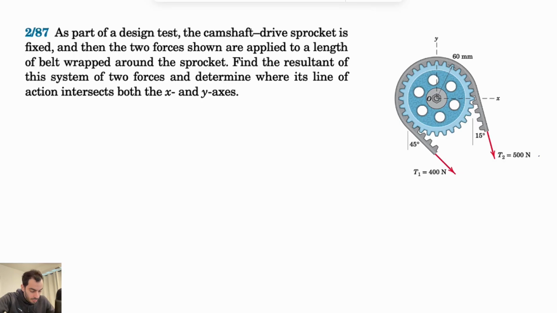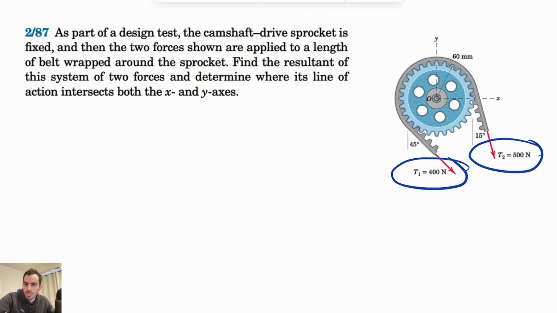We have question 87 from Meriam, and as part of a design test, the camshaft drive sprocket is fixed, and the two forces are shown in the figure. T1 and T2 are applied to a length of belt wrapped around the sprocket, and we need to find the resultant of the system of two forces and determine where its line of action intersects both the x and y axes.